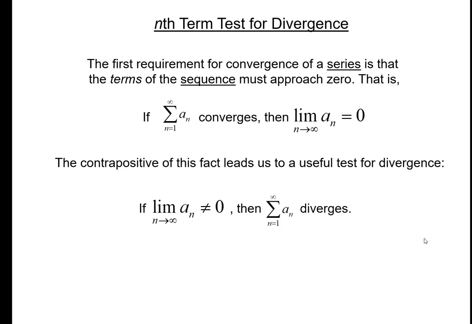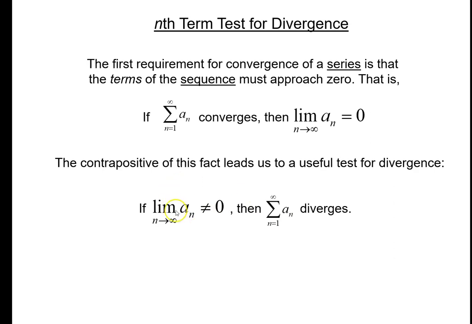So the contrapositive of that statement actually gives us a test that we can use to tell if a series diverges. This is the part you want to pay attention to right here. If the limit as n goes to infinity of a sub n is not 0, in other words, if that limit goes to anything other than 0, that's a sign that the series diverges. Now if it goes to 0, it doesn't necessarily mean it converges or diverges, it just means the test fails. But this is a test for divergence.